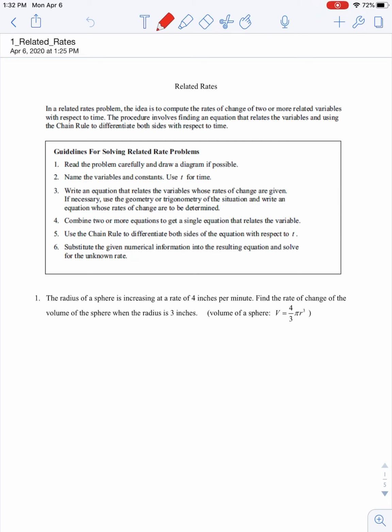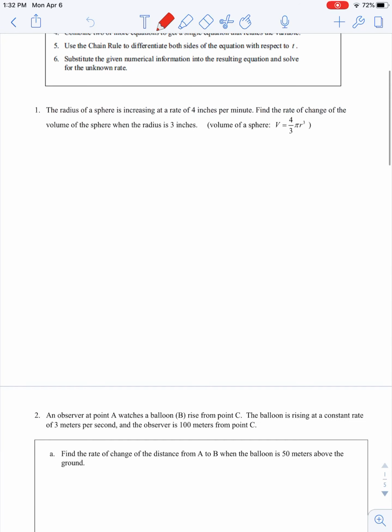When we did implicit differentiation, we had x's and y's and we had multiple variables. That's what this is going to be like. Every time we take the derivative, we're going to take the derivative with respect to time. Okay, so just keep that in mind.